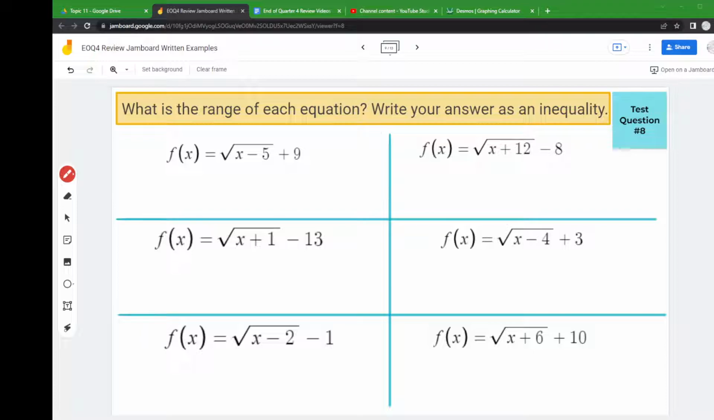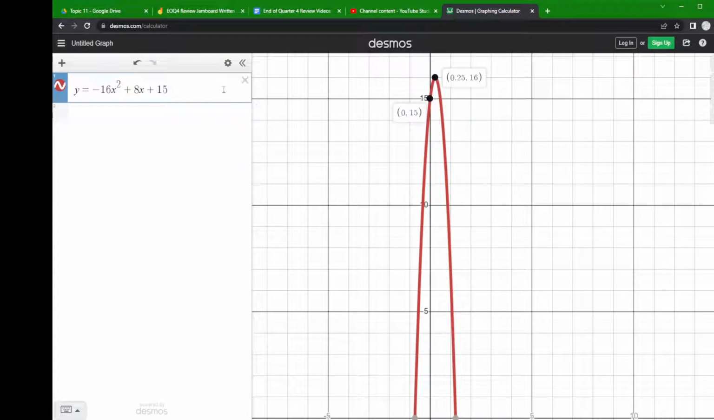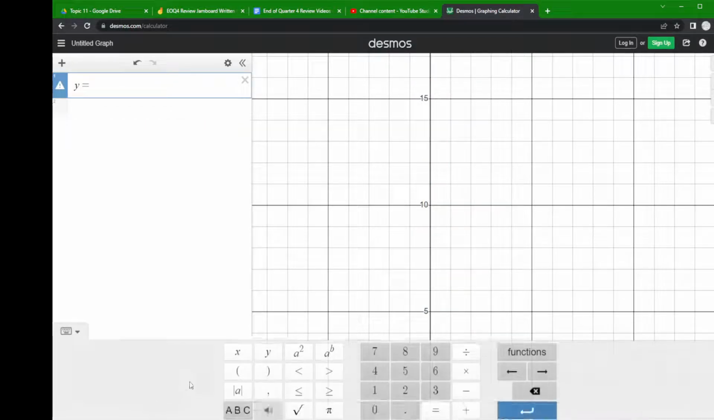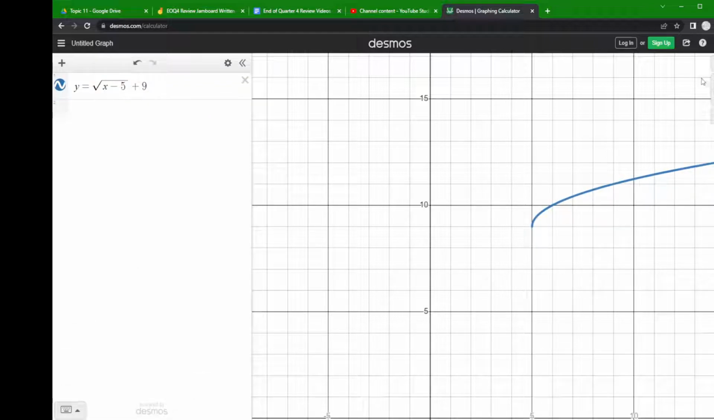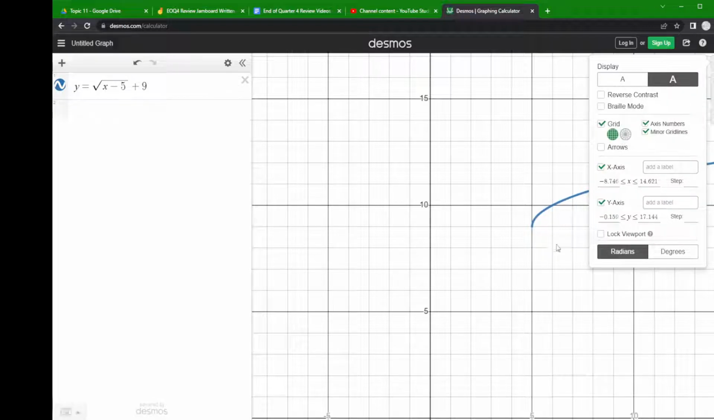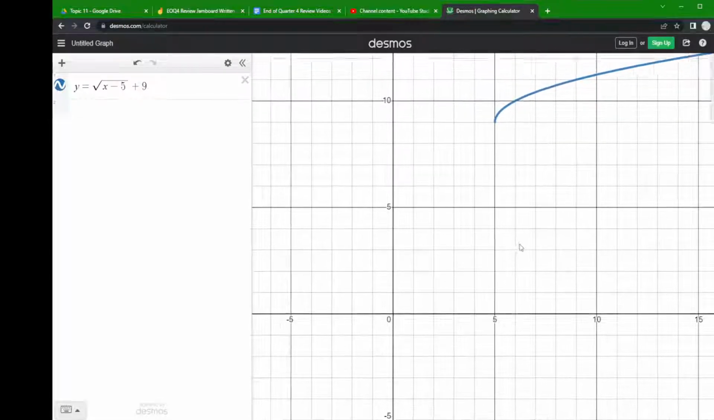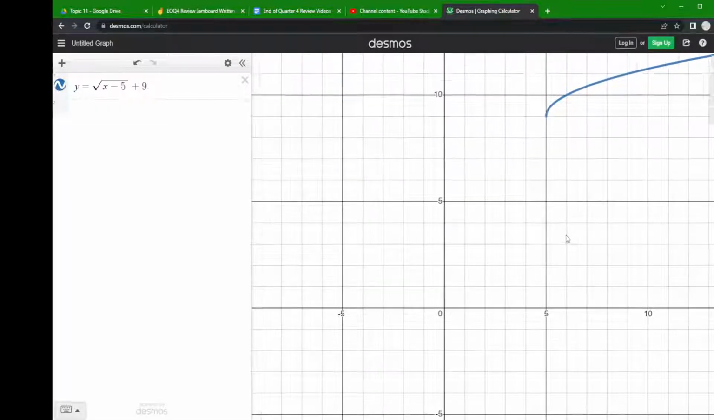So this first problem says the square root of x minus 5, plus 9. So let's take a look at that on Desmos. So there's a square root of x minus 5 plus 9. So there's our graph. Okay, I guess it is centered.